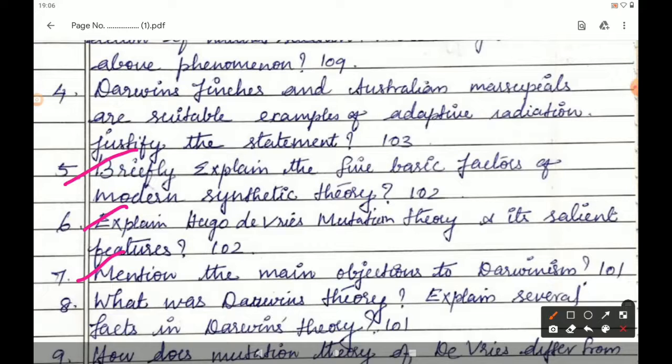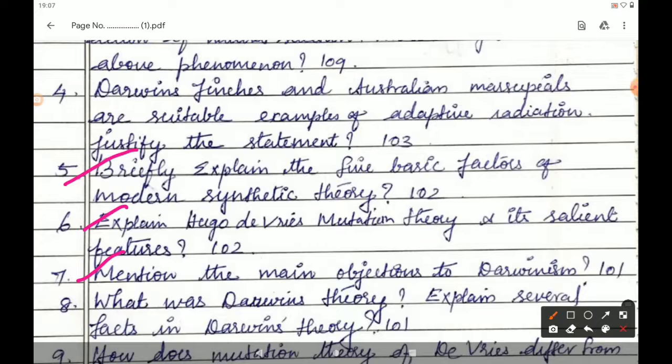There are 5 points. Darwin failed to explain the occurrence of vestigial organs, close the bracket. And the examples: tusk in mammoth and antlers in Irish deer.